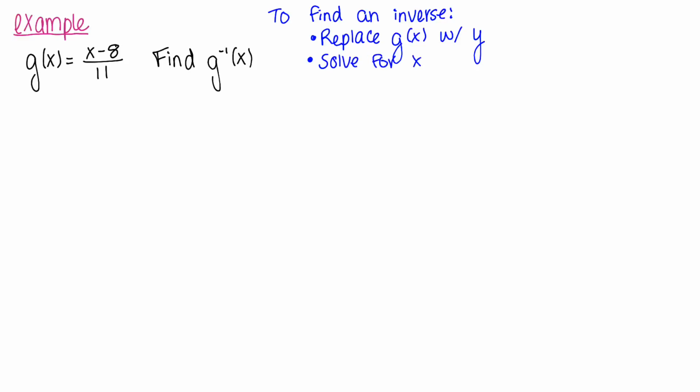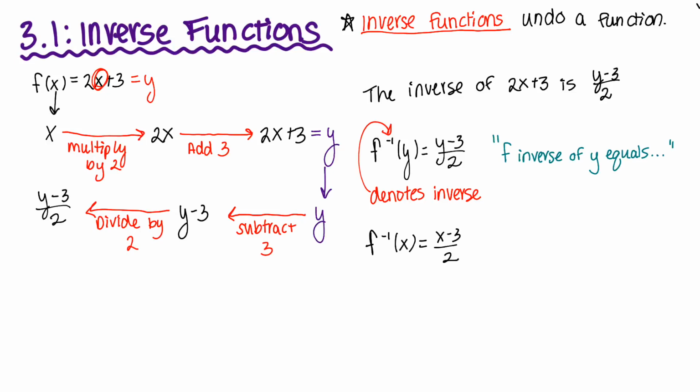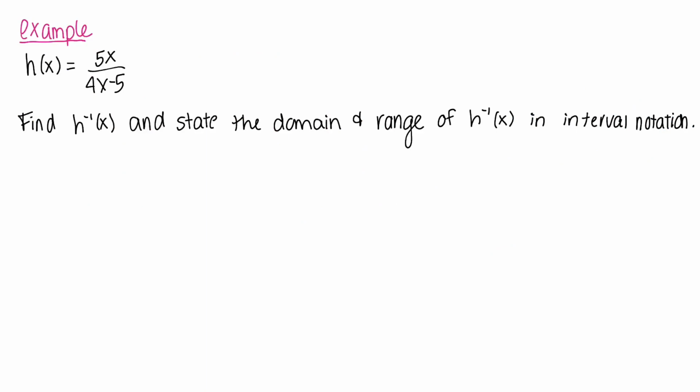Now, when you solve for x, you're going to get a function that has y as the variable, sort of like we had right back here, right? In order to get it into f inverse of x notation, to get the x as the variable, all you have to do is swap the x and the y. Oops, I keep on going to the wrong problem.